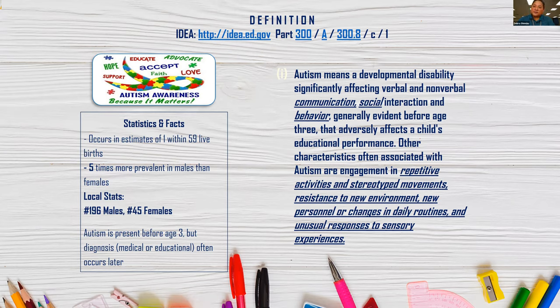There are some characteristics that are common and associated with students on the spectrum. There's the repetitive activities, this insistence of sameness, the same type of food, the same routine, the same personnel. There's also resistance to change. So we may see some behavior manifestations when the environment changes, even if it's slightly, and then also any changes in a student's daily routine. And these are all students on the spectrum. They also have unusual sensory responses. They're either hypersensitive to it or hyposensitive to it.